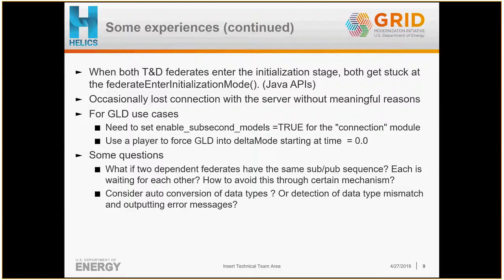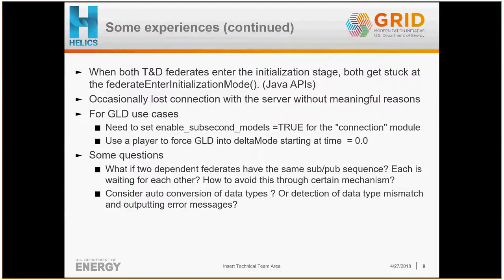I see. If you wanted to iterate on that, then at the next iteration they will get the values at the same time step. Okay, so that means what they subscribe to is actually the previous time step, right? That's right. Okay.